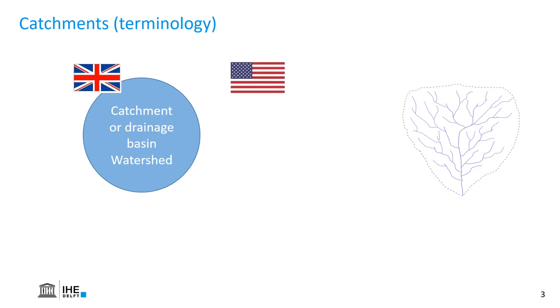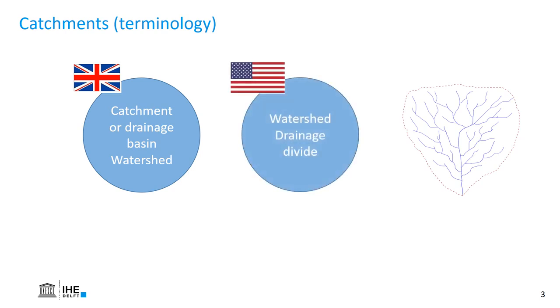In US English, this is a bit different. Watershed refers to the area for which all the water drains to one outlet, and the red dotted line is called the drainage divide.